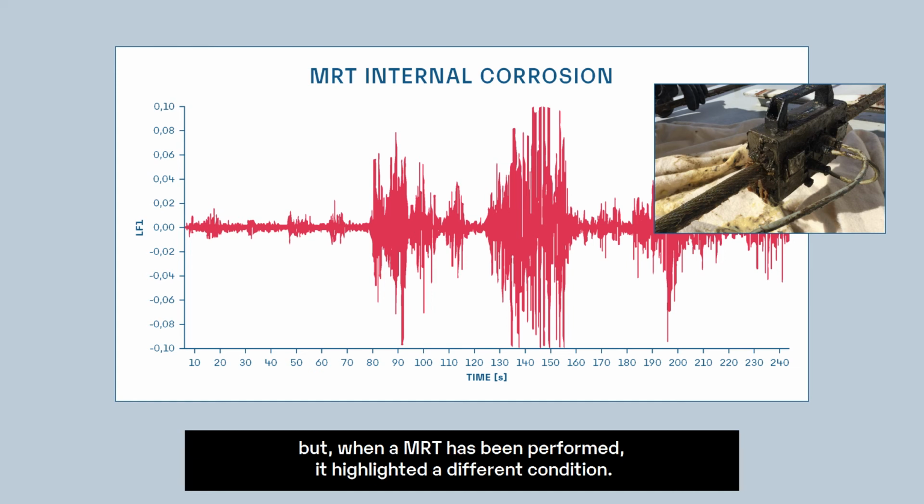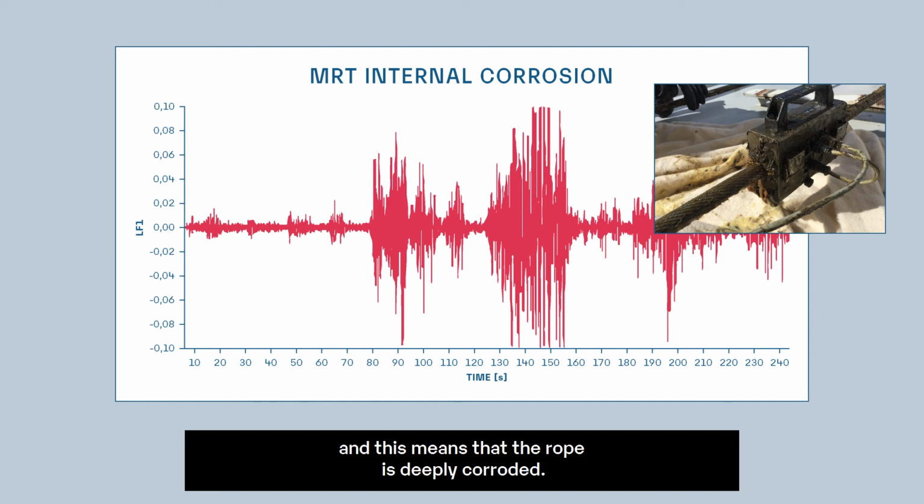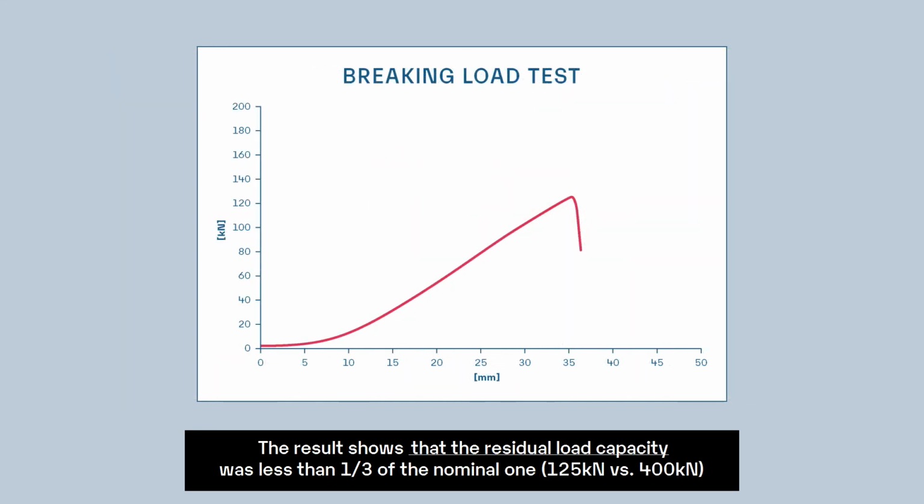But when a magnetic rope test was performed, it highlighted a different condition. The diagram reveals a very dangerous situation. There are some zones with a high peak concentration, and this means that the rope is deeply corroded. The rope was immediately removed, and a breaking test was performed. The result shows that the residual load capacity was less than 1/3 of the nominal one.